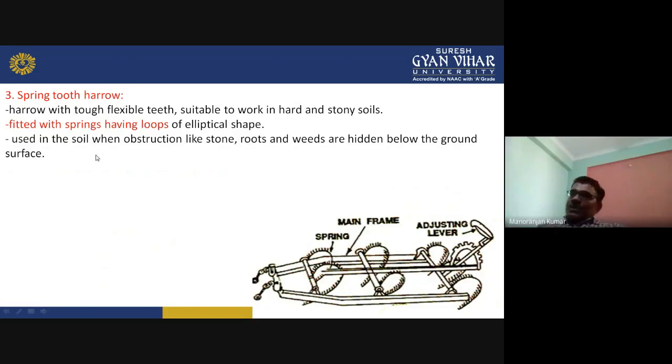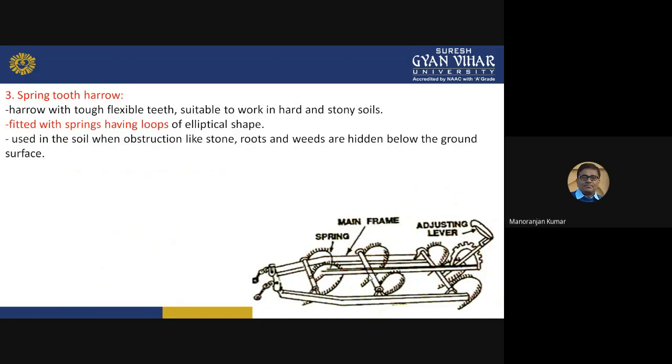It is fitted with a spring having a loop of elliptical shape. You can see the shape of this. It is used in soil where obstructions like stones, roots, and weeds are hidden below the ground surface. In that condition, we will use this spring tooth harrow.